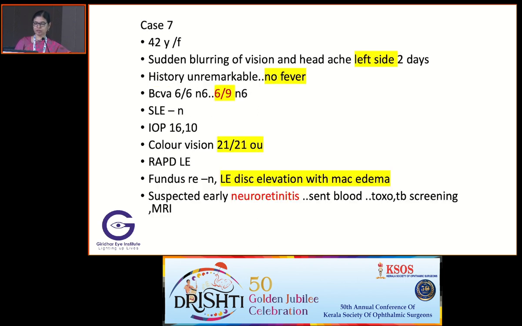A 42-year-old female, sudden blurring of vision with left-sided headache, 2 days duration, no fever, color vision normal, no RAPD in the left eye. Here there is left eye disc elevation with macular edema. So we suspected neuroretinitis, and blood was sent for testing.